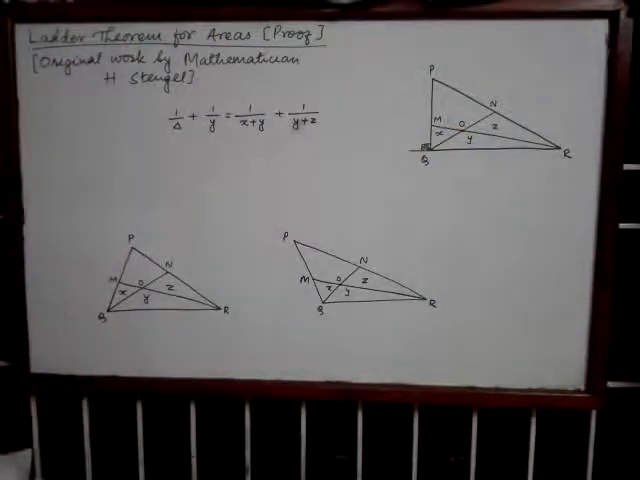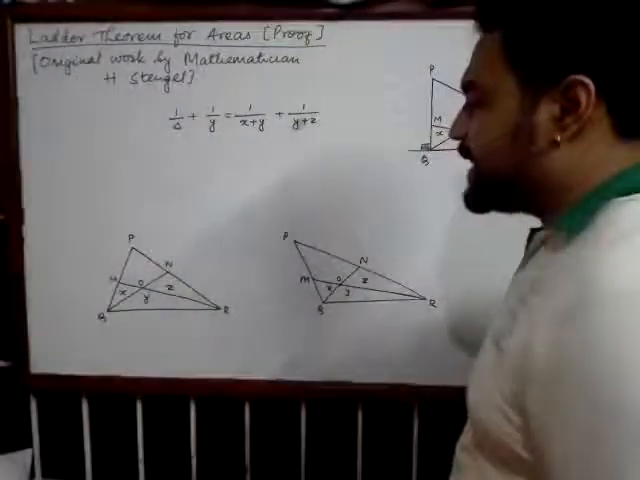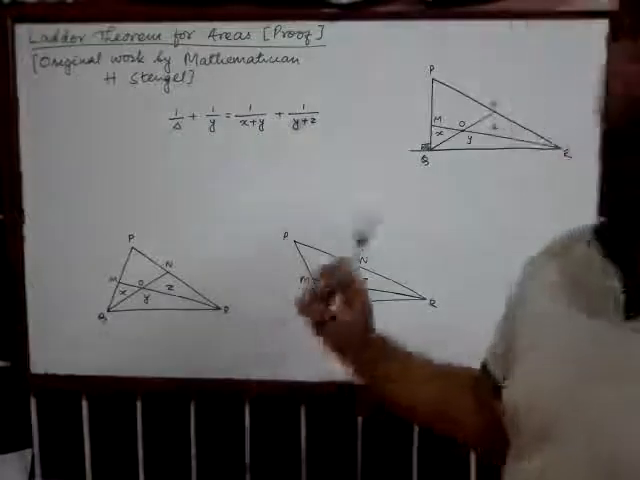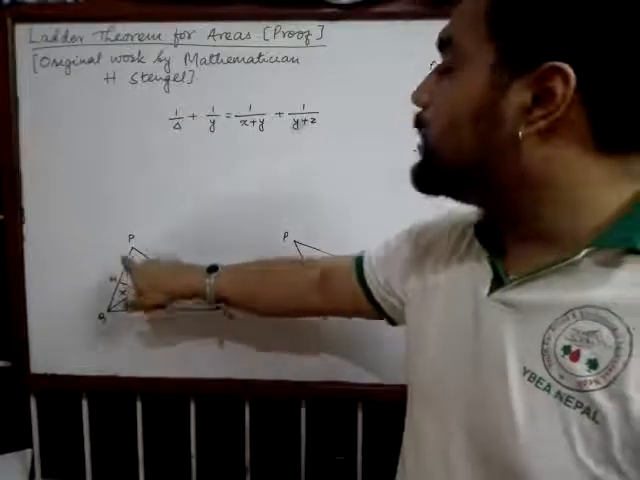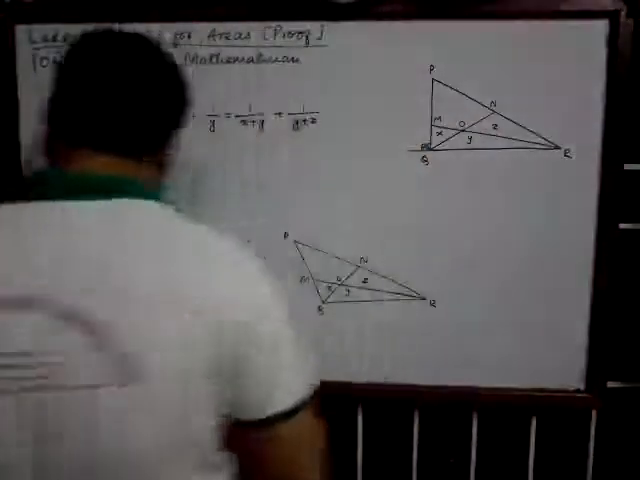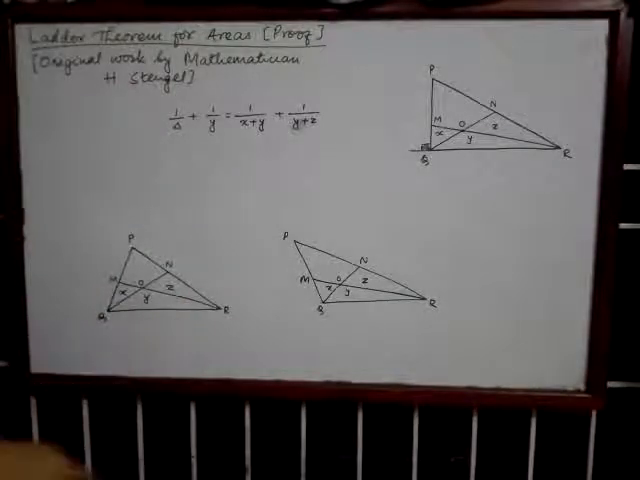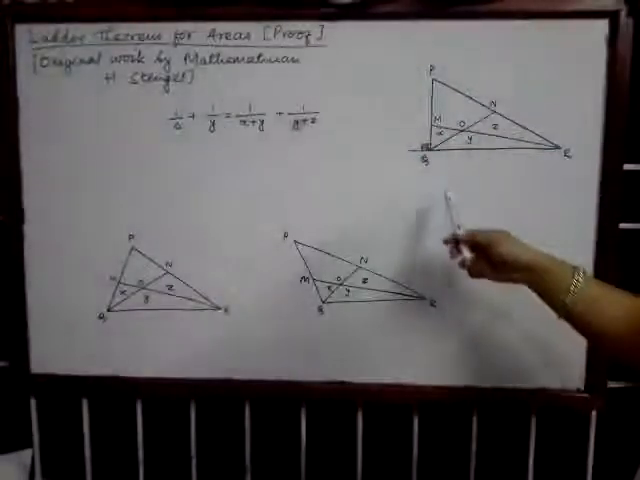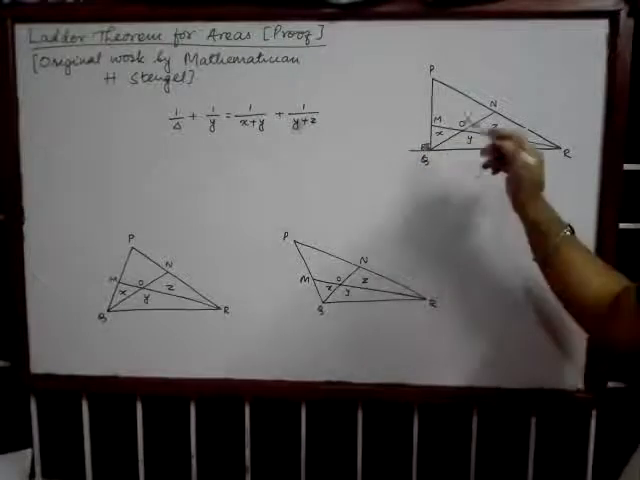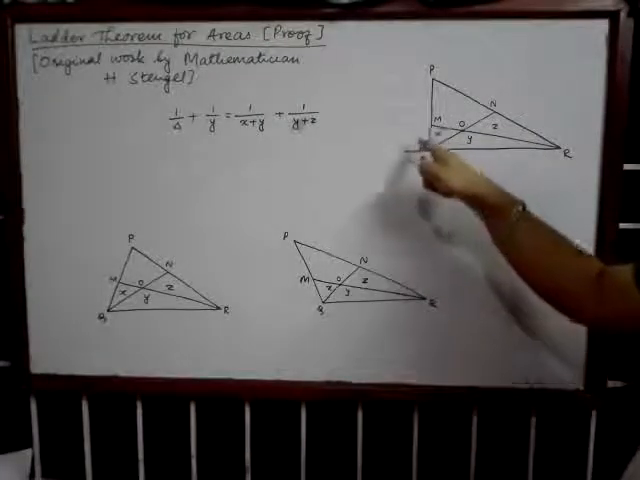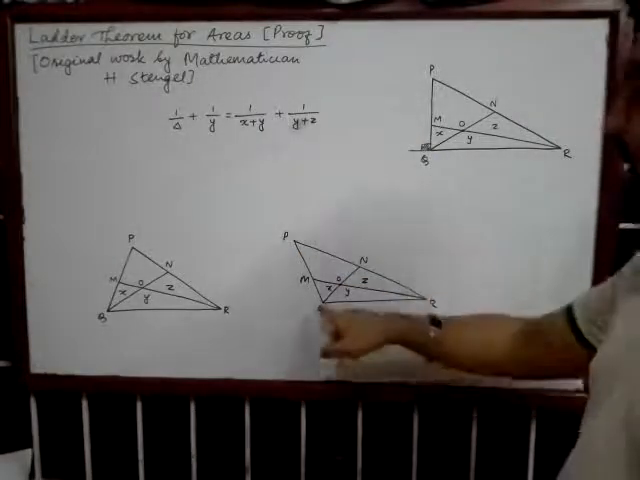Okay. Now, I've considered three cases here. The first case is that both the angles at Q and R are acute. The angle P can be a right angle or an obtuse angle, it doesn't matter. The second one is that one of the angles, at either Q or R, is 90 degrees, a right angle. I've taken the 90-degree angle to be at Q. Similarly for an obtuse angle at Q, you can take it at R as well. I've taken it at Q.